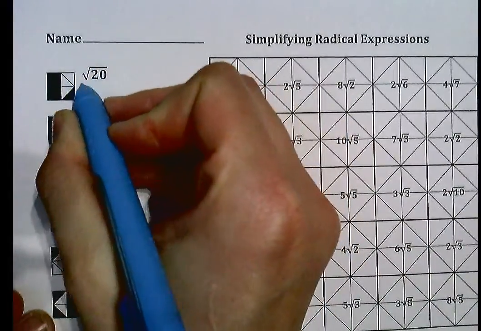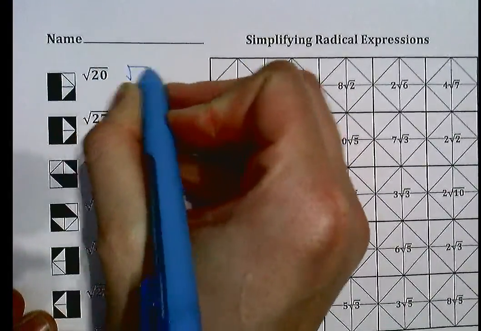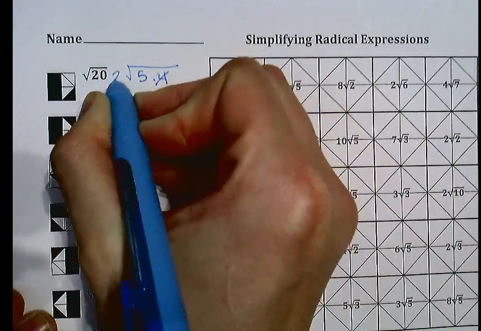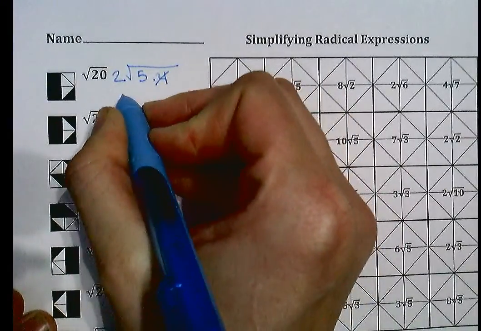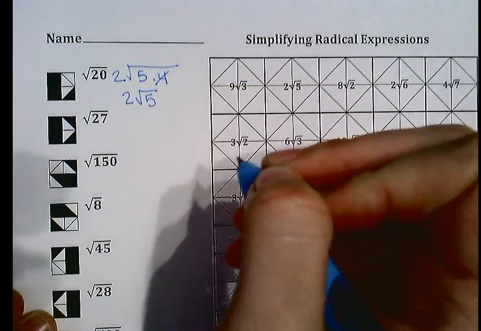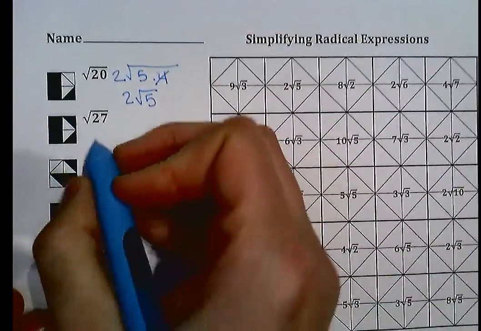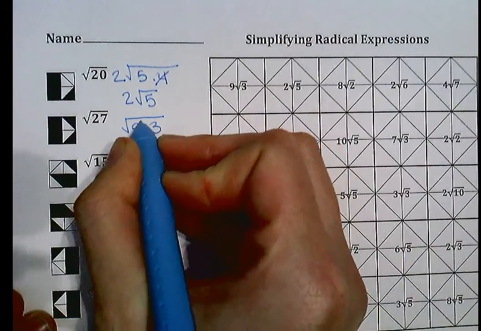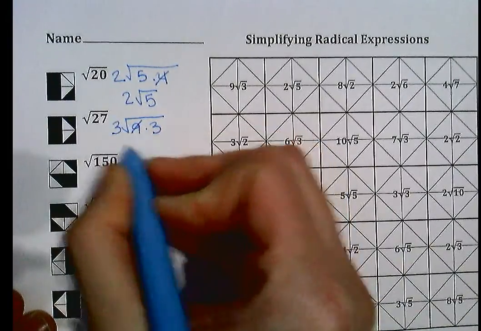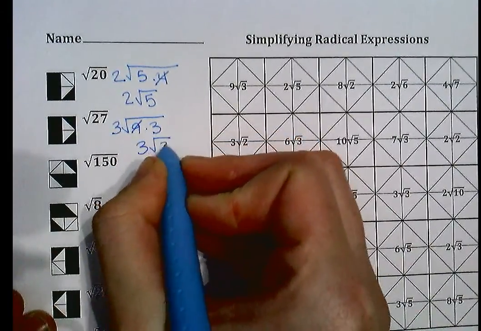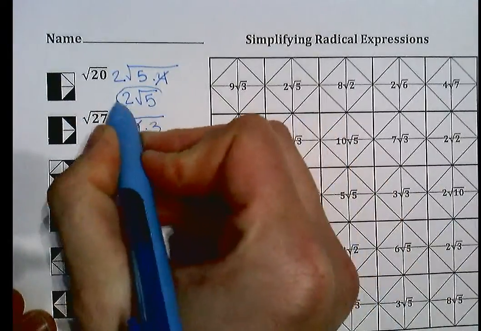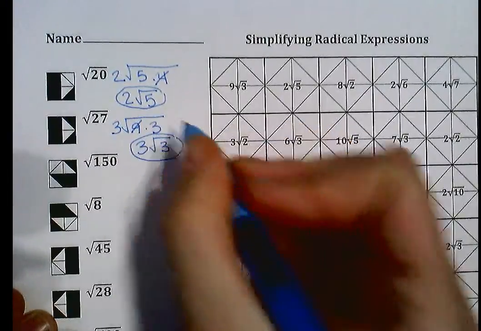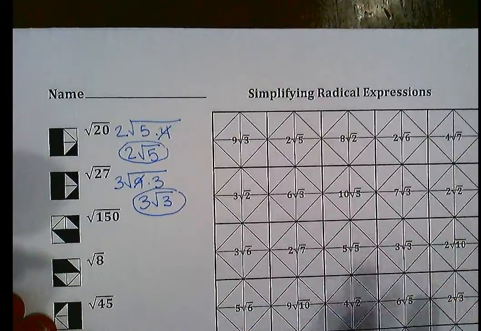Some students are able to recognize that, okay, 20 is 5 times 4, and the square root of 4 is 2. So then the end result is 2 square root of 5. So if they did that here, they would recognize that 27 is 9 times 3, and the square root of 9 is 3. So the simplified radical is 3 square root 3. So that's one approach that I see people use. The people who use this are the ones that recognize the square numbers really well.